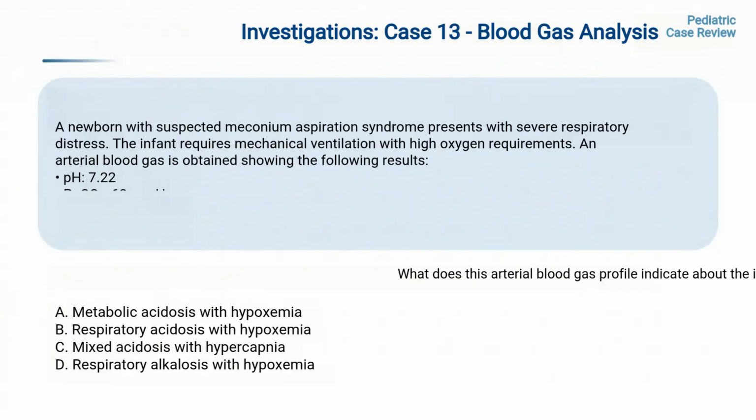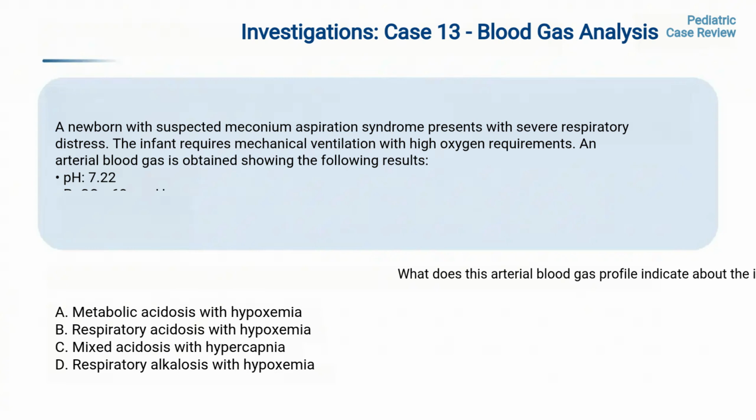Case 13. Blood gas analysis. A newborn with suspected Meconium Aspiration Syndrome presents with severe respiratory distress. The infant requires mechanical ventilation with high oxygen requirements. An arterial blood gas is obtained showing the following results. pH 7.22, partial pressure of carbon dioxide 68 millimeters of mercury, partial pressure of oxygen 45 millimeters of mercury, bicarbonate 18 milliequivalents per liter, and base excess -8.